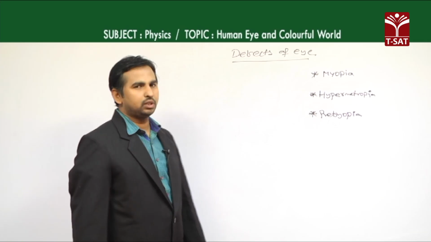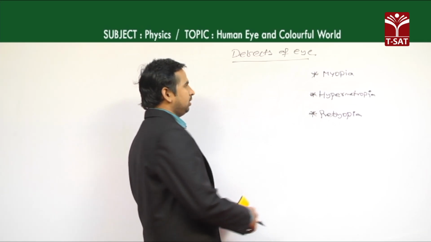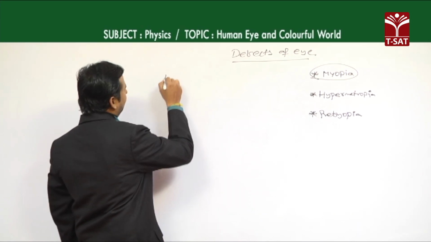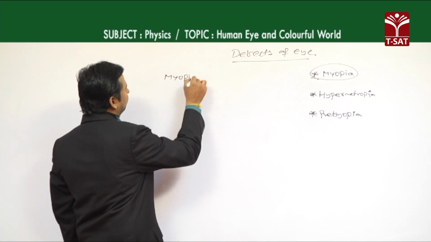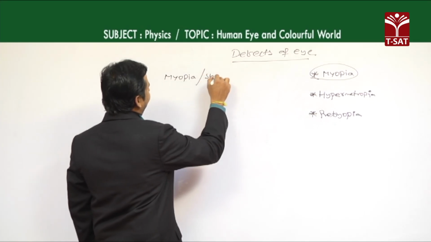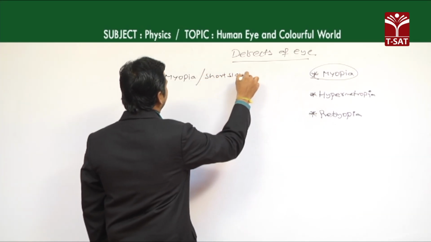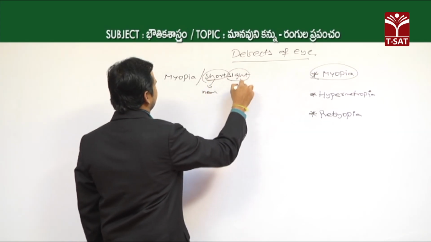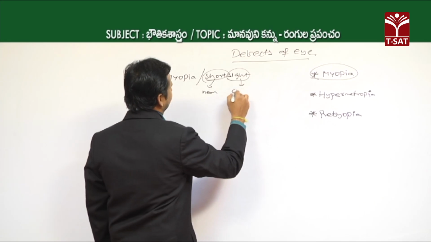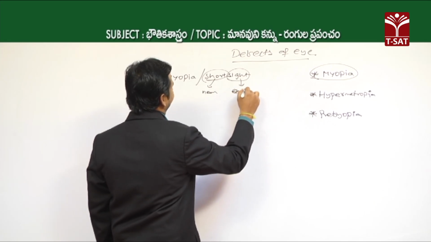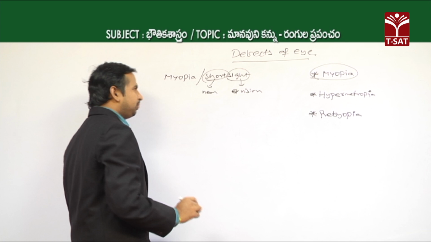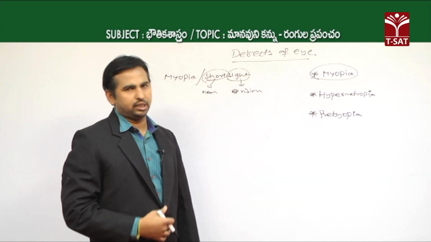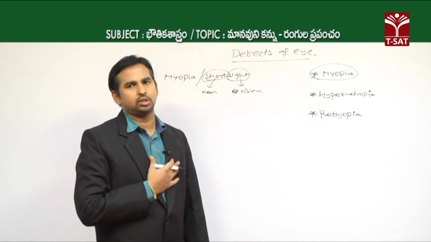Okay. Now, the first one is myopia, which we also call short sightedness, or short sight. Short means a near distance. Sight means vision, that is, what we can see clearly. So the meaning of short sight is that we can see near distant objects very clearly.